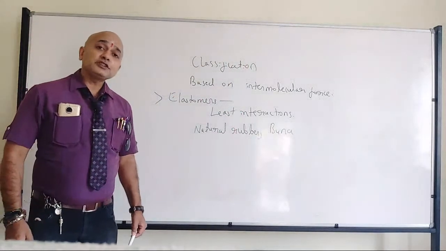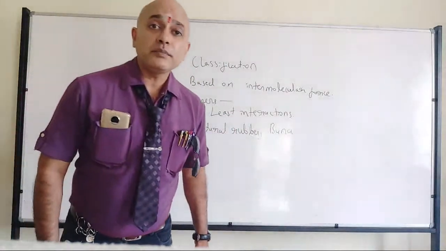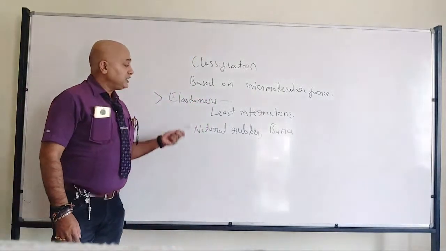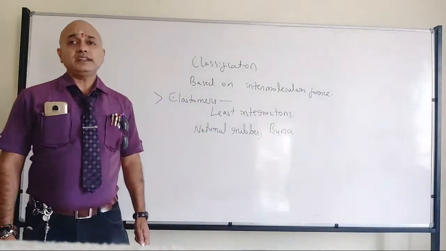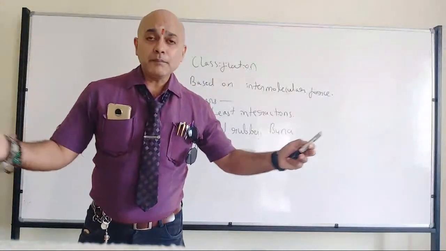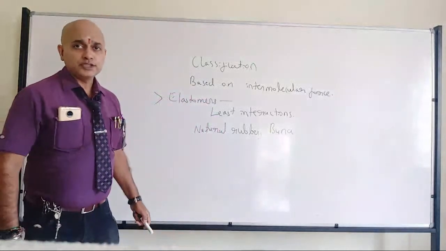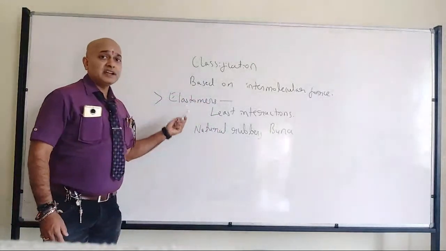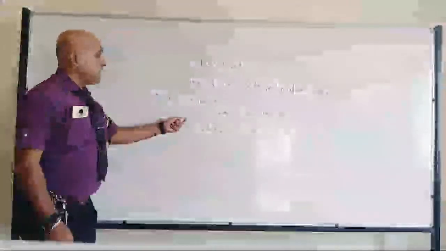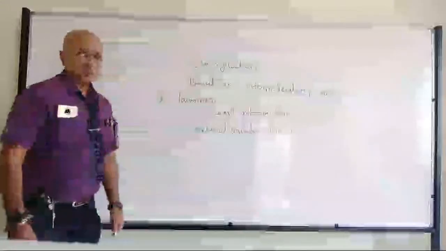So what are elastomers? These are the polymers having the least interaction, right? And due to the low amount of interaction, they can be expandable and they will come back to their original position or shape. That's why it is called elasticity. Fine. So that's where we have the elastomers. These are some of the examples.